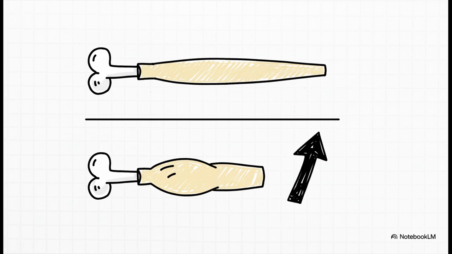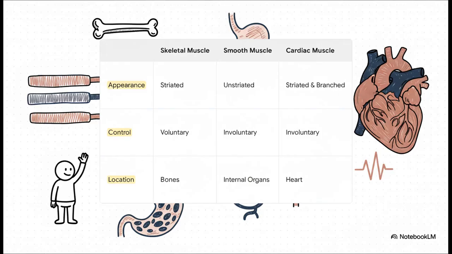It's made of these long cells called muscle fibers. And inside those fibers are special contractile proteins. All they do is shorten and then relax. When they contract, they pull. And that pull is what creates movement. It's that simple. But here's the thing, not all muscle is created equal.